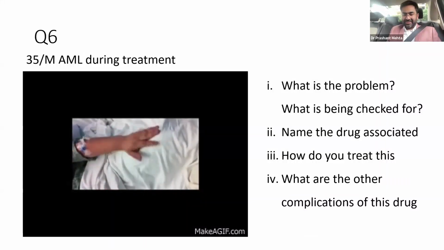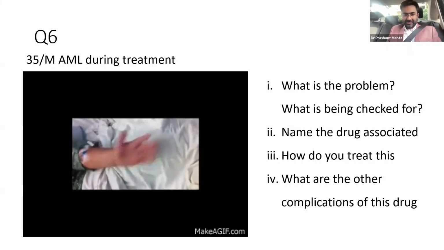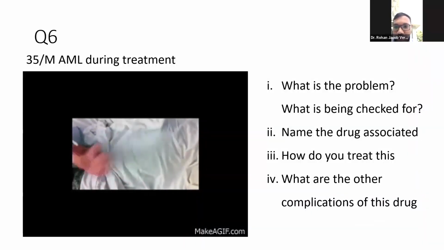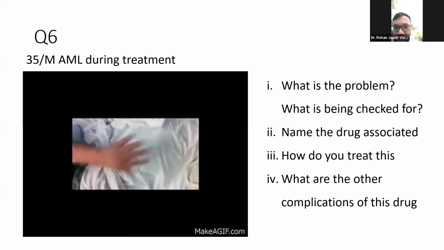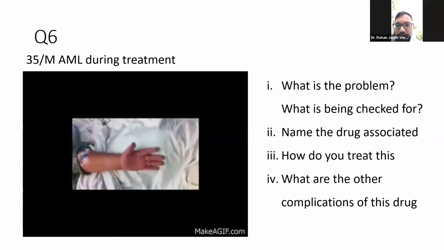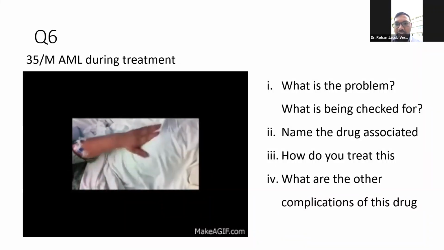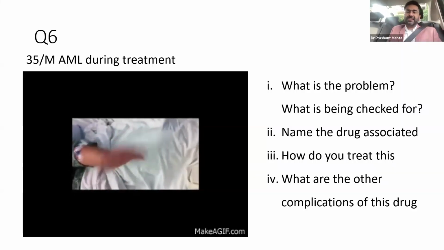Dr. Rohan, Dr. Aishwarya. Problem is cerebellar toxicity. Drug is cytarabine. Treating will be immediately stopping, hydrating, and supportive care. Okay. And other complications are conjunctivitis, keratitis, GI toxicity, cytopenias. Okay. I think move to the next slide.